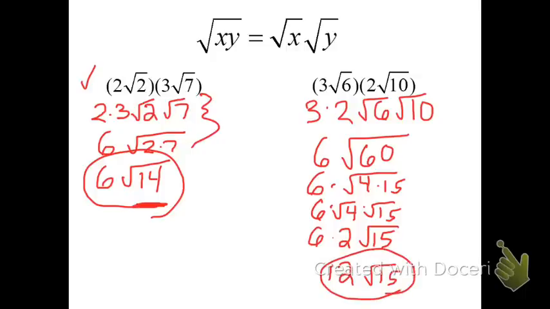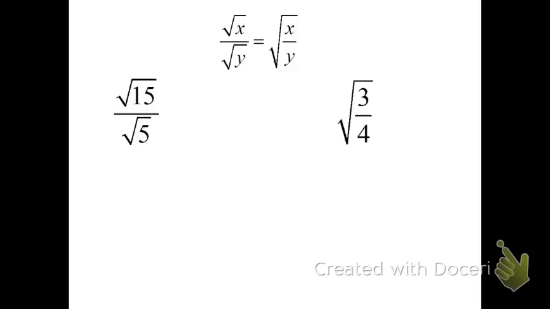Alright, now let's look at radicals and division. So just like you can take the square root of 2 numbers being multiplied together and write it as the square root of each number multiplied together, like in the previous example, a similar thing works with division.